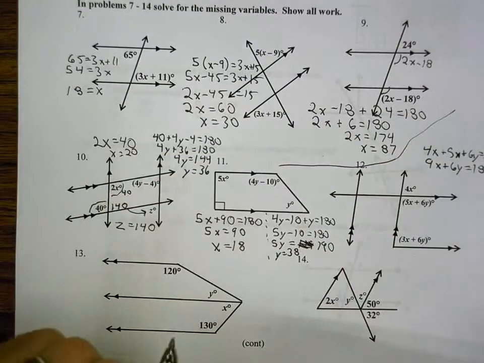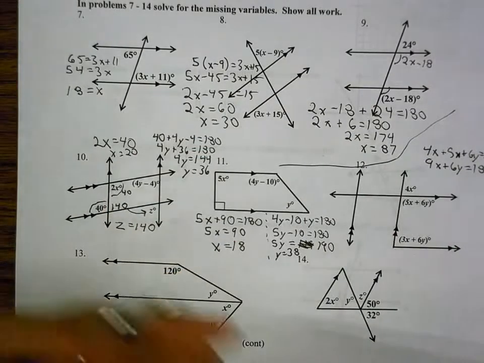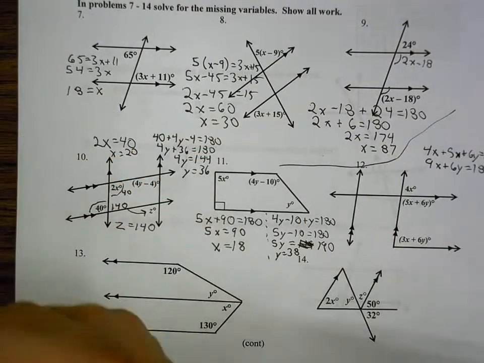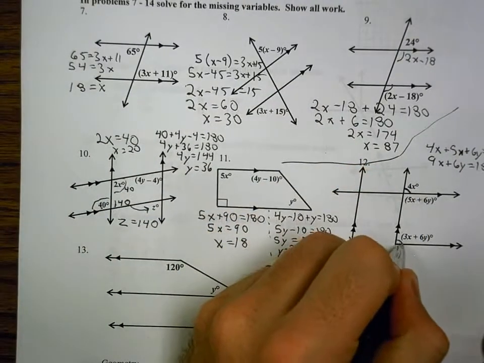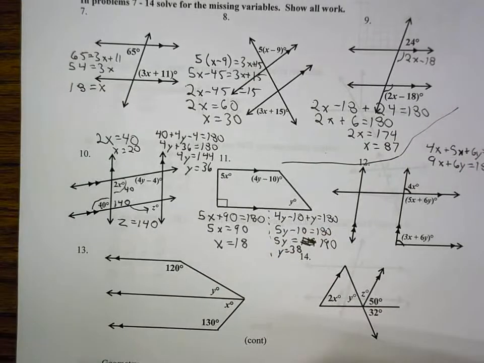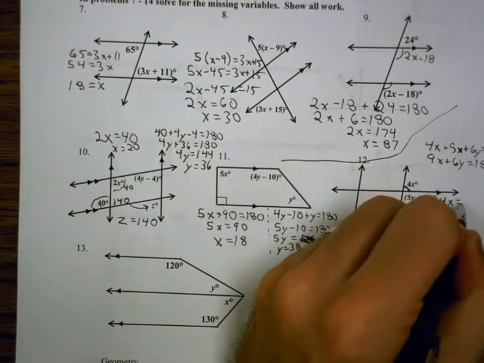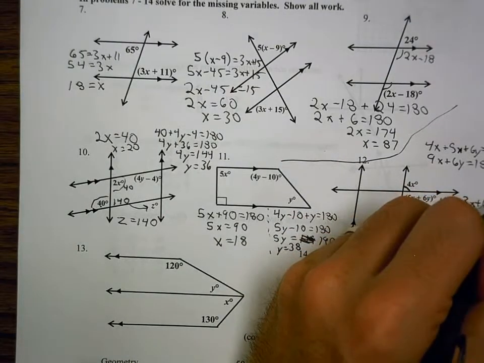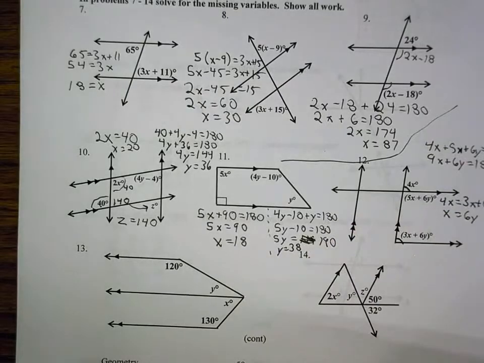But we're stuck here because we have one equation and two unknowns. We can't solve for that. So let's go back and get another equation. I know that 4x is equal to the 3x plus 6y because they are corresponding. So I'm going to say 4x equals 3x plus 6y. That tells me that x is equal to 6y, just by subtracting 3x from both sides.